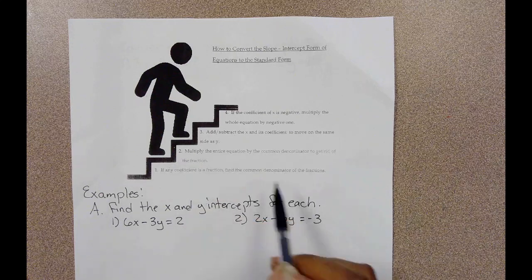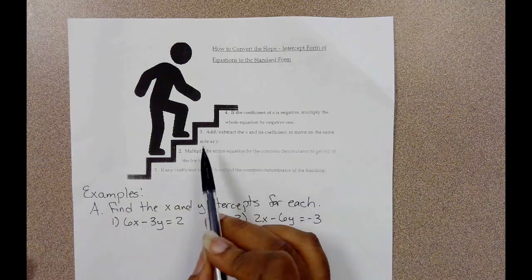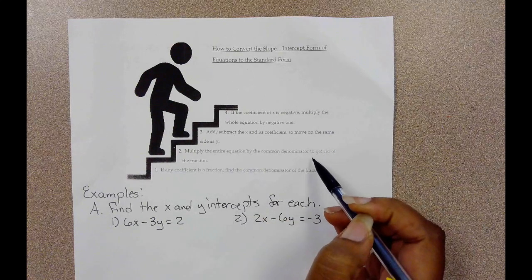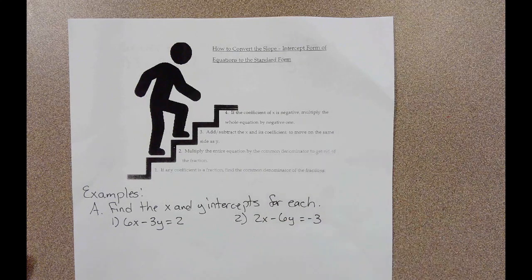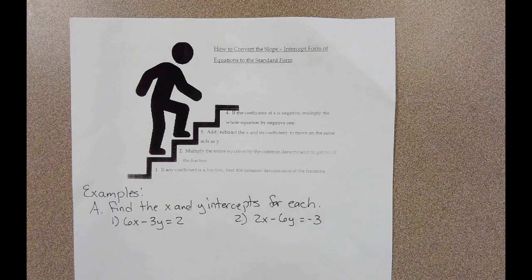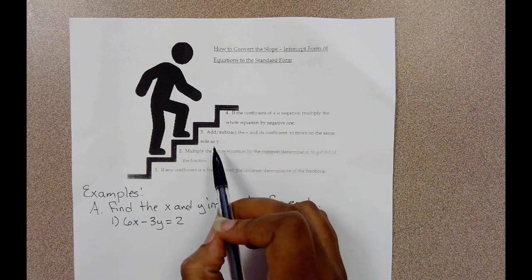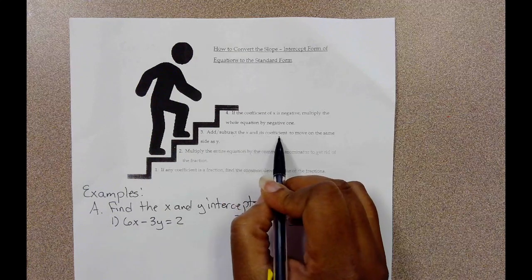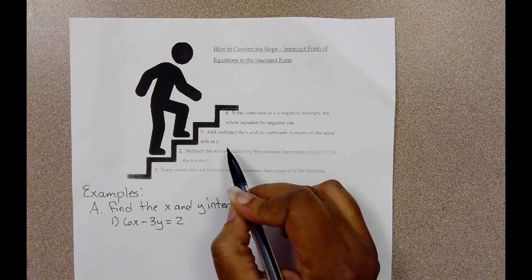What you're going to do after finding your common denominator is multiply the entire equation by the common denominator, to get rid of the fraction. Once you find the common denominator, every single piece of that equation has to be multiplied by that number. Once you've done that, you're either going to add or subtract the x and its coefficient to move it to the same side as your y.